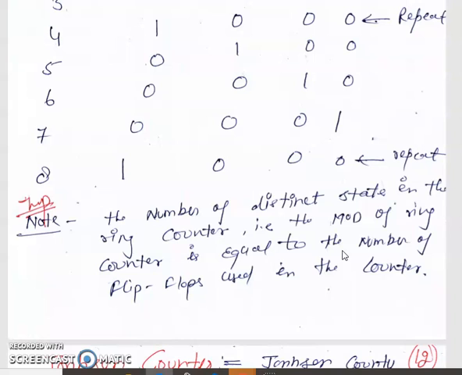But in this case, n is 4 bits, but it counts only 4 states. So the big and basic difference in the number of states between the normal counter and the ring counter or Johnson counter is that the ring counter counts n states. n is the number of bits, and the number of flip-flops is also 4. This is the big difference, students.